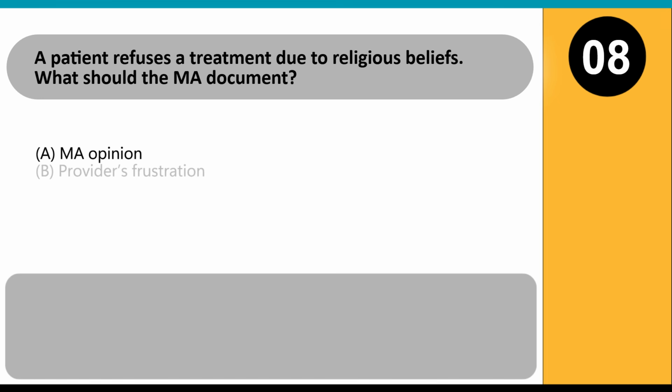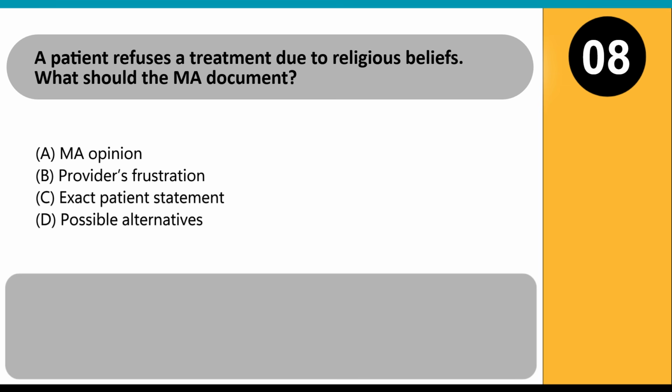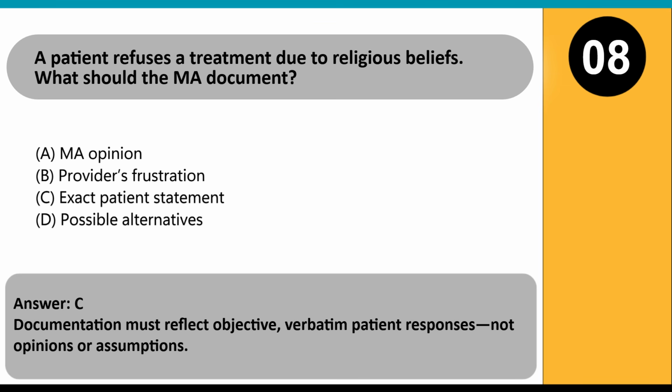A patient refuses a treatment due to religious beliefs. What should the MA document? A. MA opinion. B. Provider's frustration. C. Exact patient statement. D. Possible alternatives. Answer: C. Documentation must reflect objective, verbatim patient responses, not opinions or assumptions.